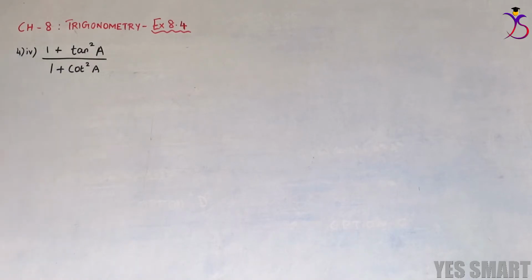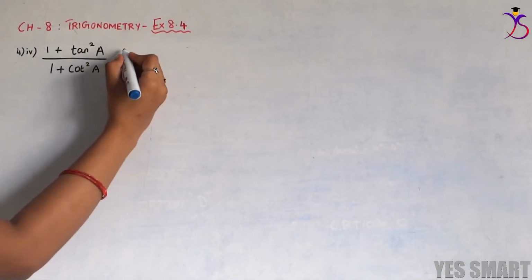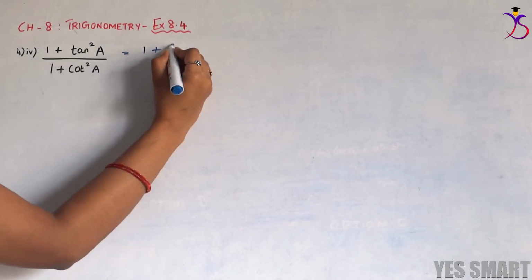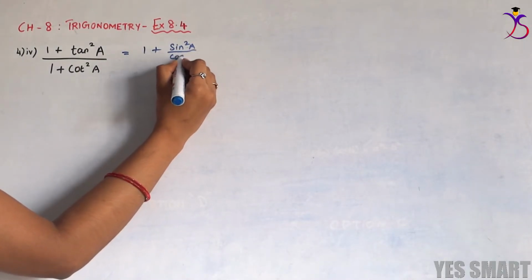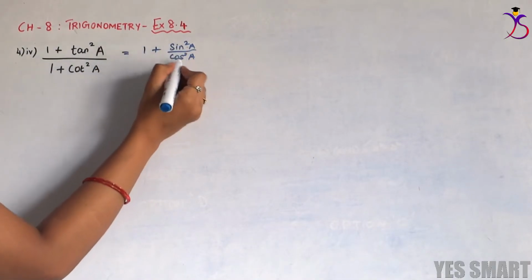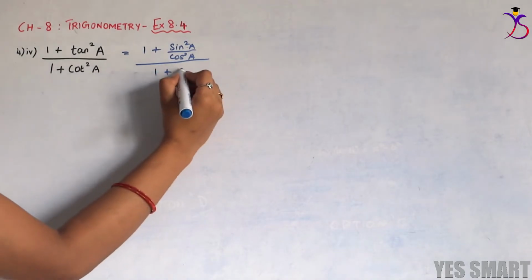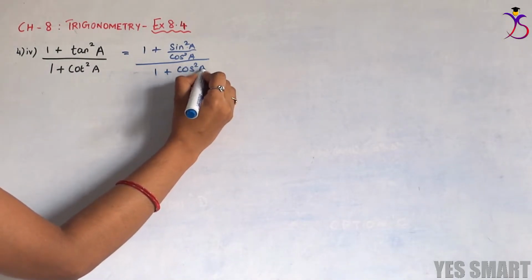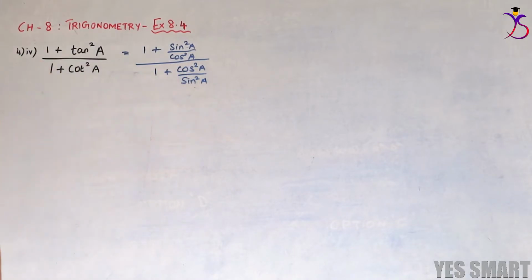Now fourth subdivision. It is given that (1 plus tan square a) by (1 plus cot square a). We are going to solve this to find out the correct option. Tan square a can be reformatted to sin square a by cos square a. Therefore I have written 1 plus sin square a by cos square a, divided by 1 plus cot square a, which can be written as cos square a by sin square a.